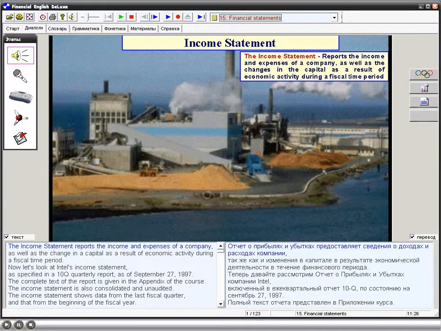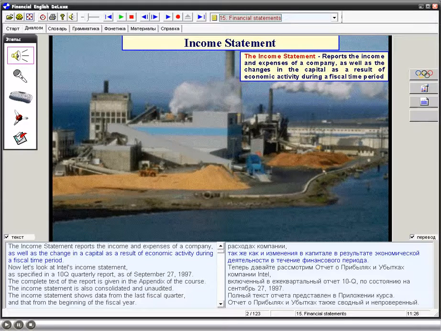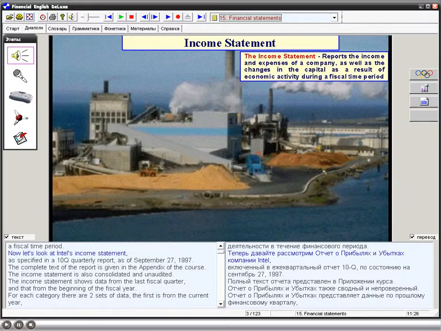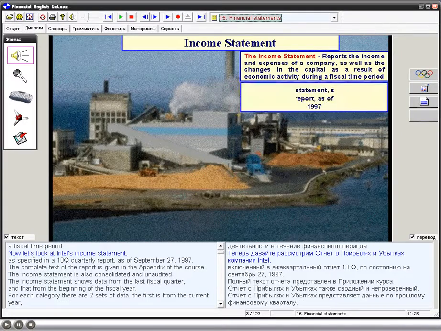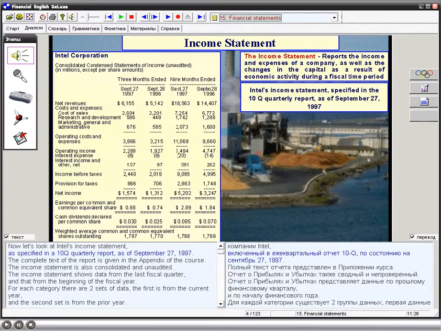The income statement reports the income and expenses of a company, as well as the change in the capital as a result of economic activity during a fiscal time period. Now let's look at Intel's income statement as specified in the 10Q quarterly report as of September 27, 1997.